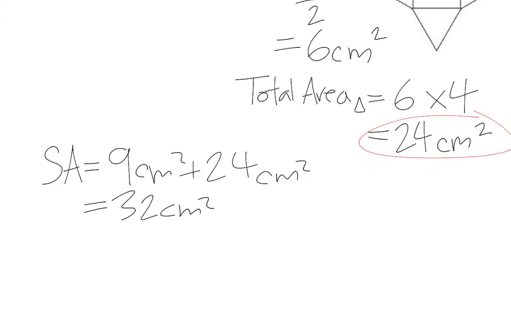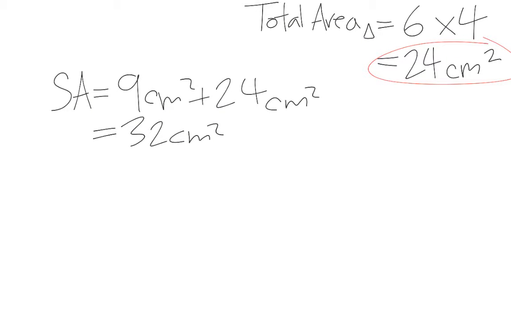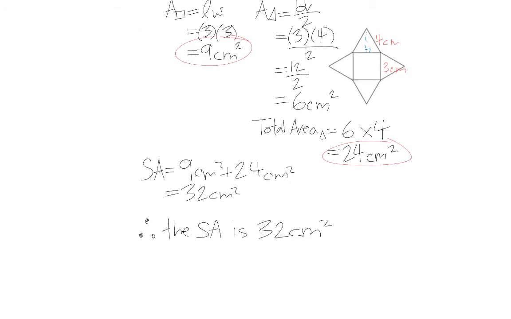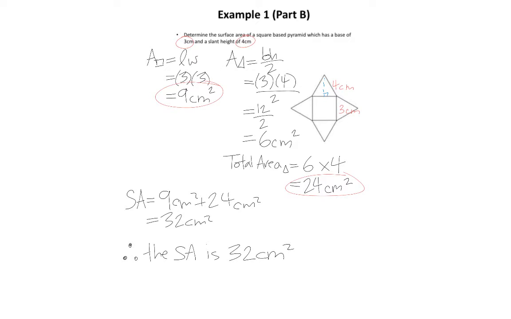And let's write a concluding statement. So let's say, therefore, the surface area is 32 centimeters squared. So that is how you figure out the surface area of a 3-dimensional shape. You deconstruct it into its net, then determine the area of each of those individual faces.